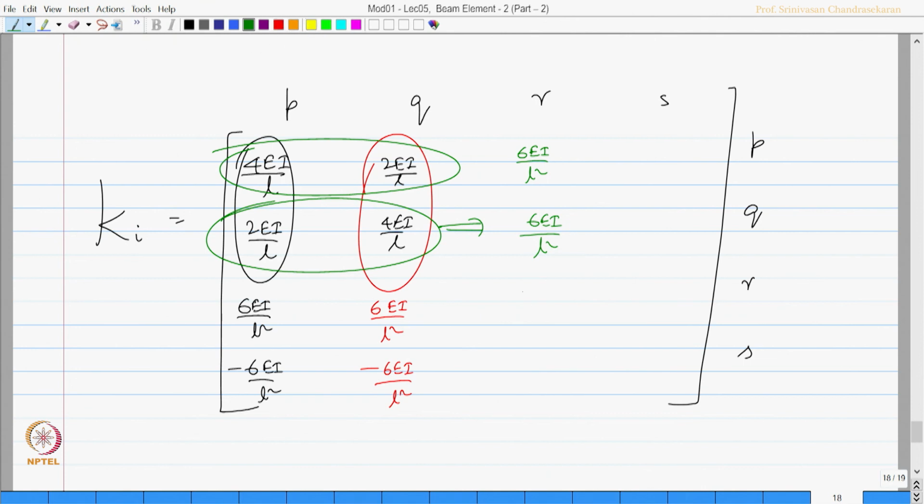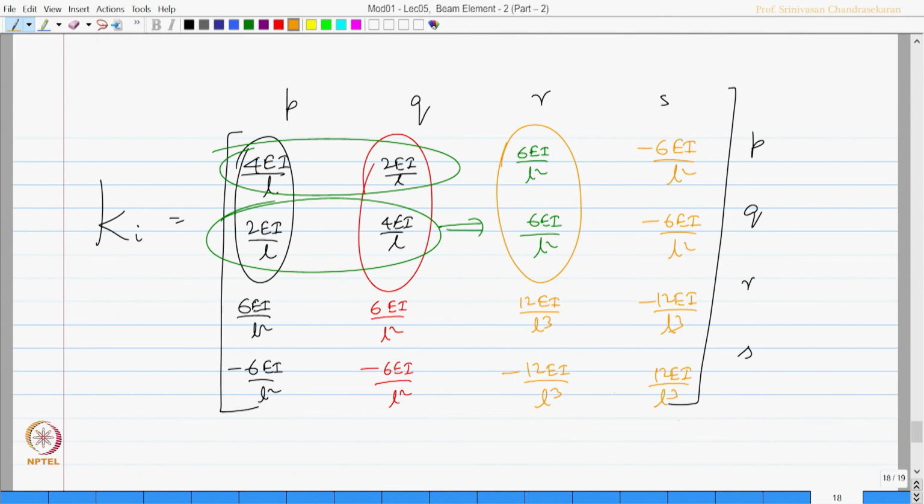Now, this value will be sum of these two by L again. So, 12EI by L cube, minus 12EI by L cube. Once I get this, the last column will be reverse of R column, which is minus 6EI by L square, minus 6EI by L square, minus 12EI by L cube and plus 12EI by L cube.